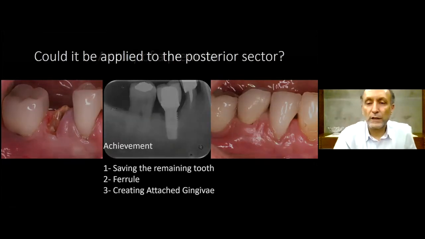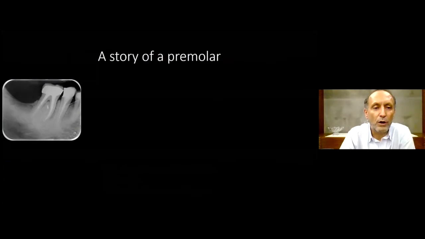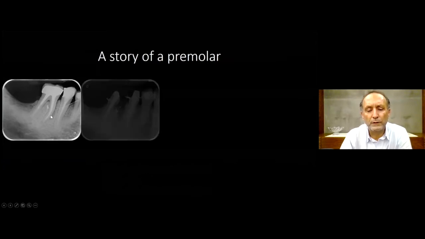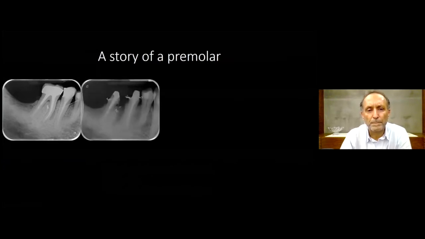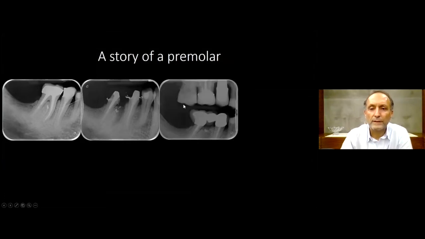Let me tell you the story of a premolar. This is the first molar of the husband of a colleague. He encountered a fracture of the mesial root of the first molar. Extracting the first molar was not accepted by his wife. So what we did is a hemisection, and we used a bridge between this root of the molar and the premolar that functioned very well for 9 years.